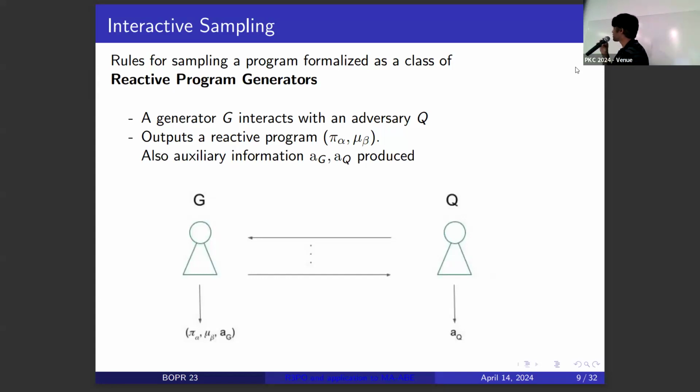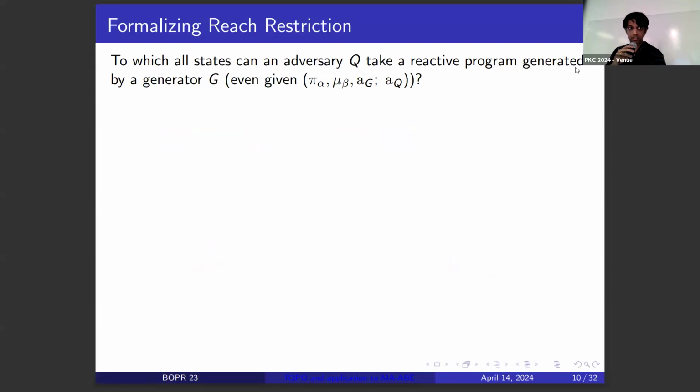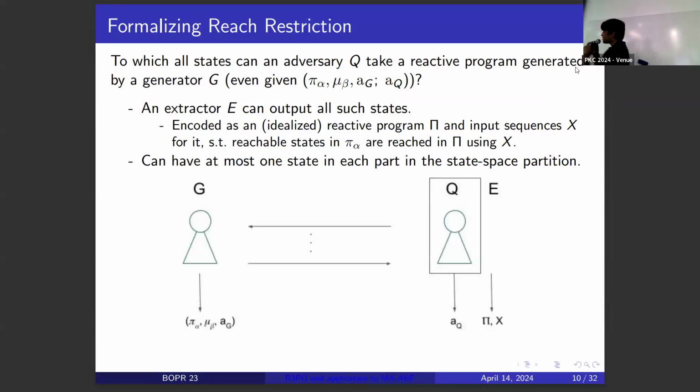Our interactive sampling is as follows. There is a generator G, which interacts with the adversary Q, at the end of which it outputs this program that we're interested in. And the reach restriction is defined as follows. We require an extractor E, which is able to extract the reach of Q, whatever inputs Q could have fed to the output program, and it only reaches at most one state in each partition. So there is one-timeness and it's extractable.